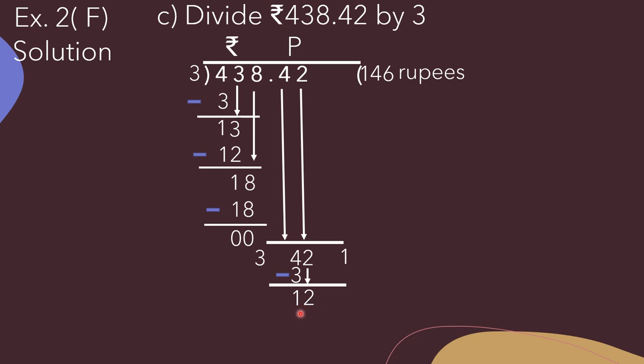Now we have to divide 12 by 3 and that is equal to 4. So here we will write 4 at the quotient's place and we will write 12 below 12. Now we have to subtract. So 2 minus 2 is 0 and 1 minus 1 is 0. So 14 paise we will get here. So what is the answer? That is 146 rupees and 14 paise. Now we have to write it collectively, that is rupees 146.14.